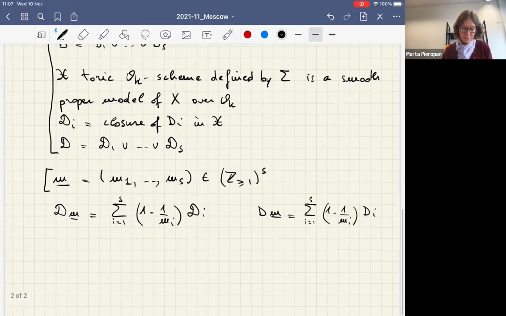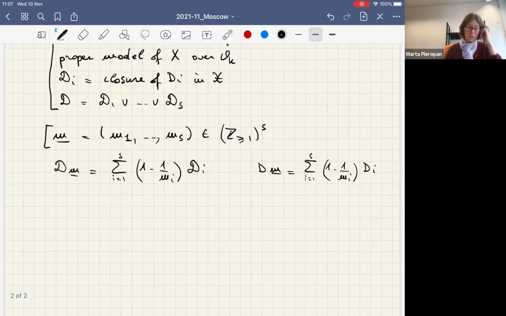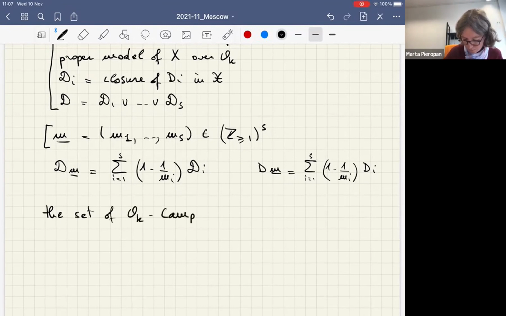So now this divisor is also called the Campana orbifold divisor, or you can recognize it from the rational geometry. It's a divisor with standard coefficients. We are going to define the set of Campana points over O_K, so O_K Campana points.